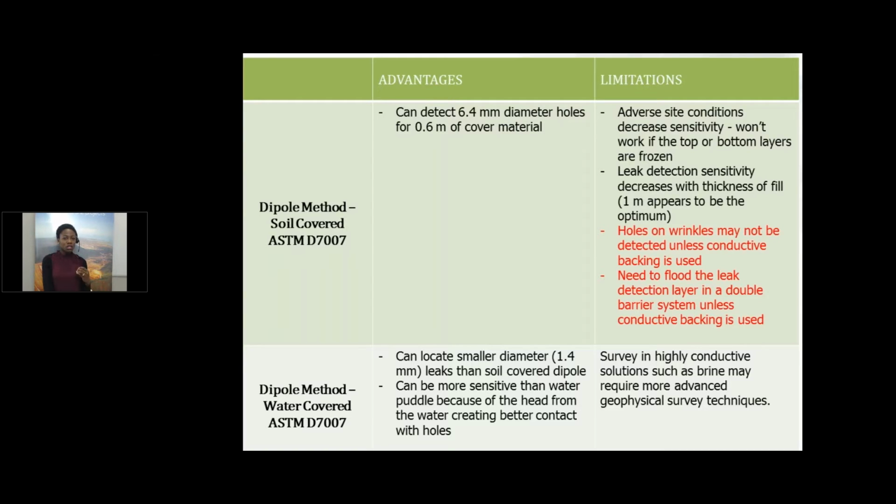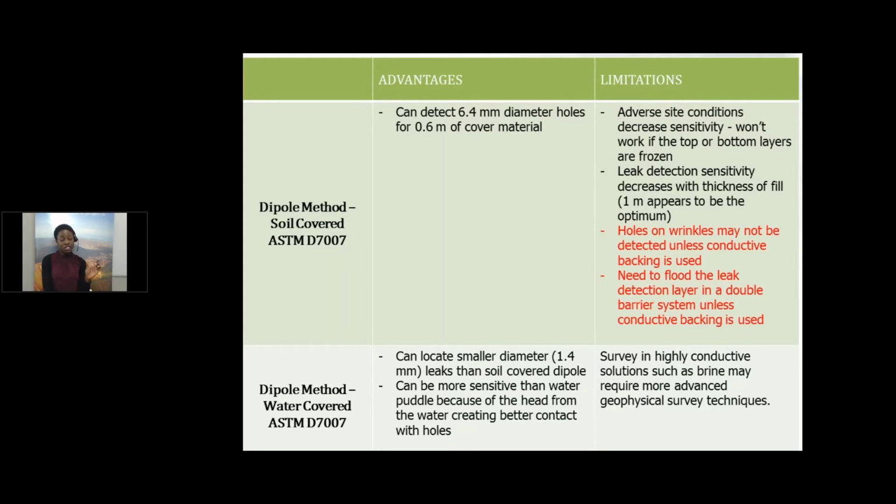And in the double barrier system, where you have a primary geomembrane, a secondary geomembrane, and a leak location layer in between, if there's a leak in the primary geomembrane, there may be a need to flood the system to detect leaks unless a conductive backed material is used. So it could be a geomembrane.